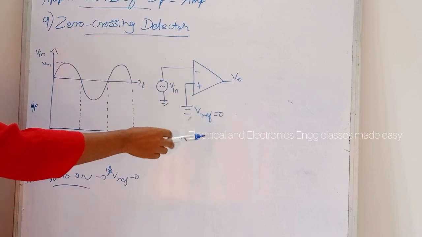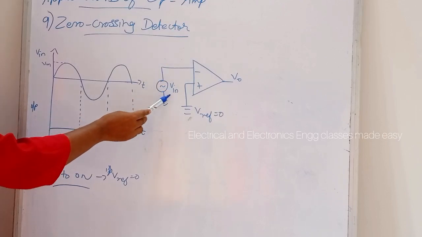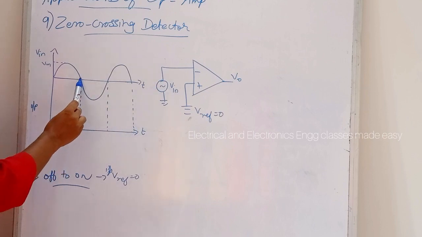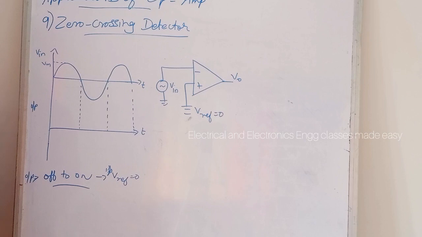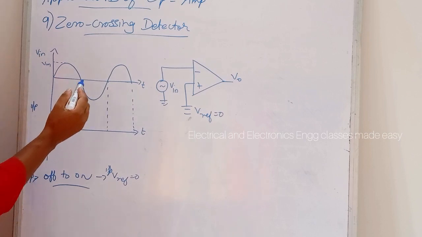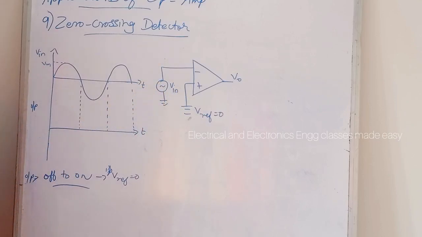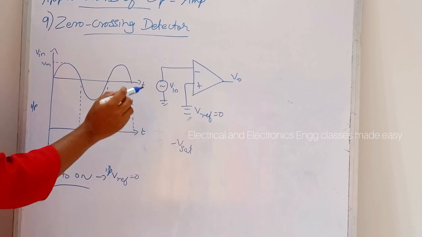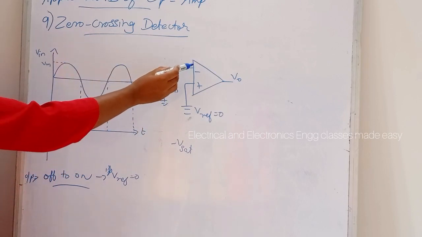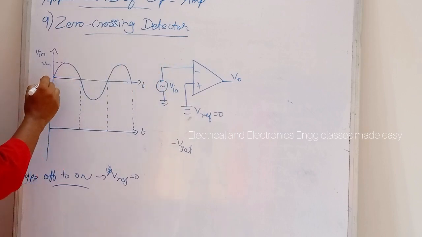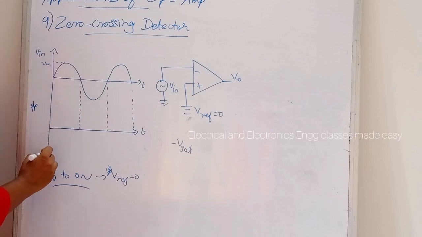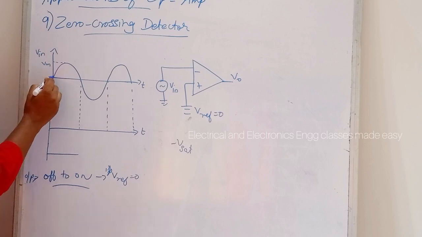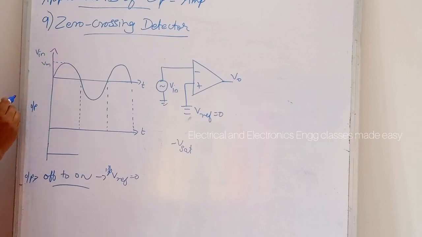Here the output is driven into negative saturation when the input signal passes through the 0 in the positive direction. That is, here the output goes to the negative saturation, negative Vsat, when the input signal passes through the 0 in the positive direction. So here it will be negative saturation.